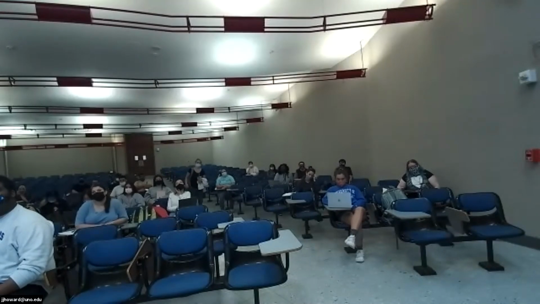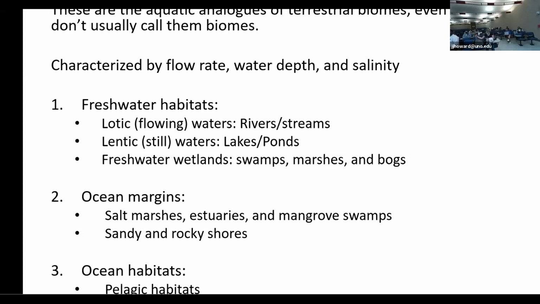Now, let's talk about aquatic habitats here. Okay, so here's our actual presentation for the day. All right, and remember we talked about terrestrial habitats as having characteristics that were determined by two things: precipitation, which was on the y-axis, and mean annual temperature, which was on the x-axis. Okay, we don't have such a neat categorization to show you for aquatic habitats, but there are basically a couple of things.